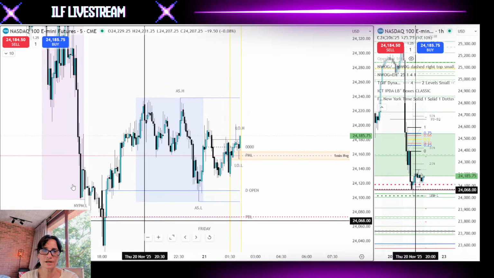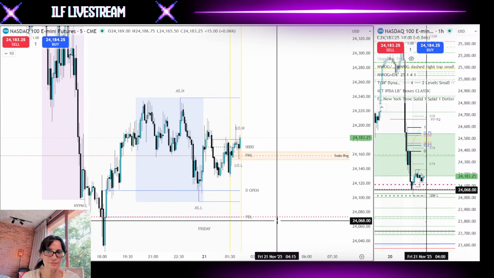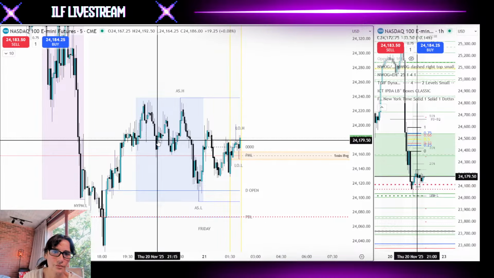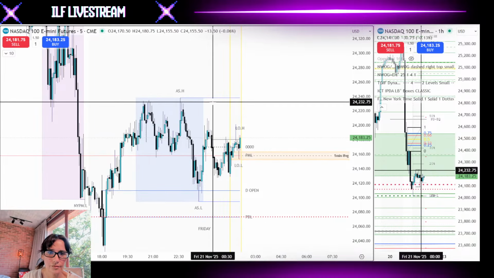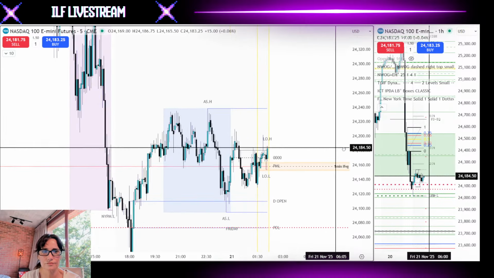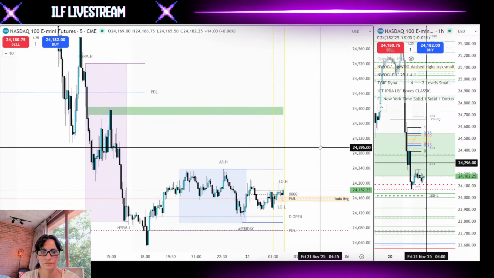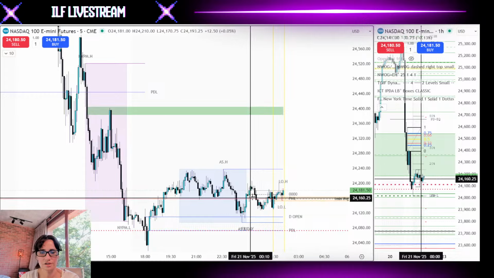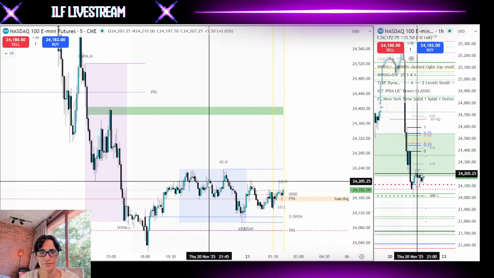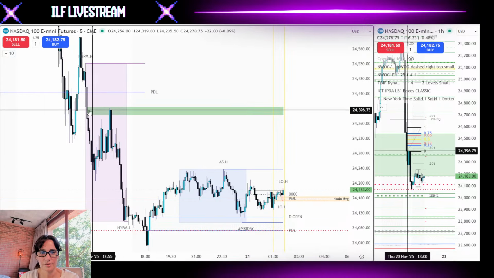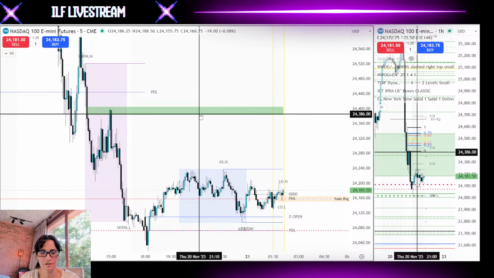I always get very wary when I go to the 5 minute and I see it's more wicky than the 1 minute. It's sort of like an alarm bell to me. Consolidation, Asia. This is the first presented fair value gap of the New York PM session.